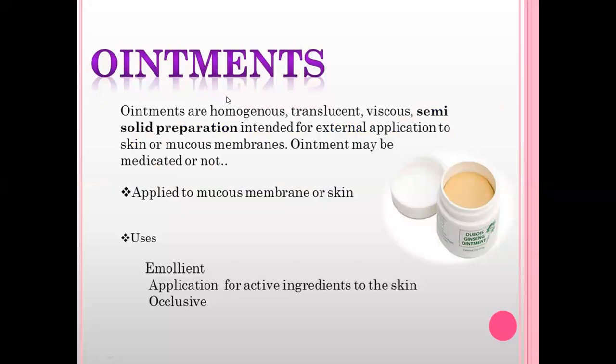Next point: ointments. Again, the definition is given here. Ointments are homogeneous, translucent, viscous, semi-solid preparations. Is it semi-solid or solid? Semi-solid. Then ointments are homogeneous. Do you know the difference between homogeneous and heterogeneous? Homo means similar, same phase. And hetero means different, different phase.